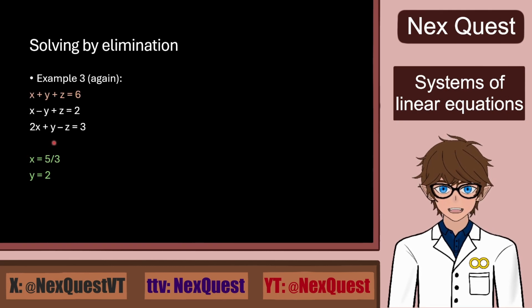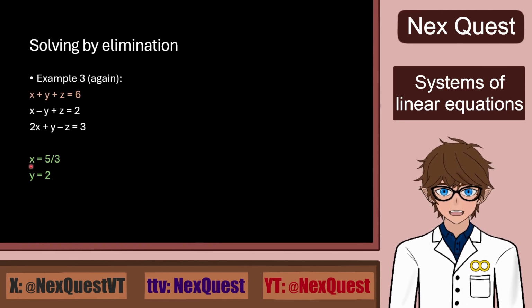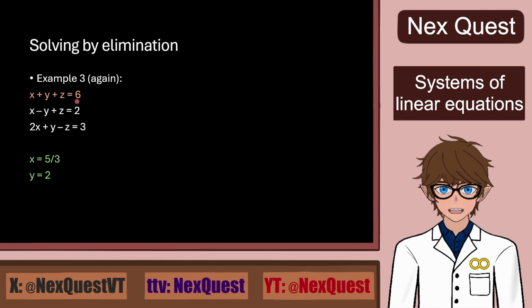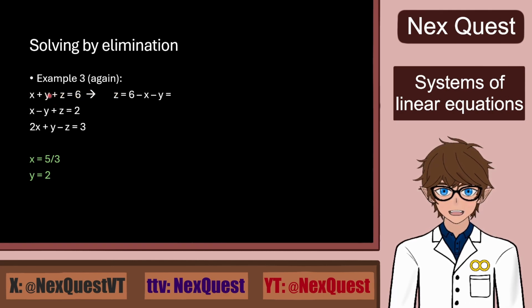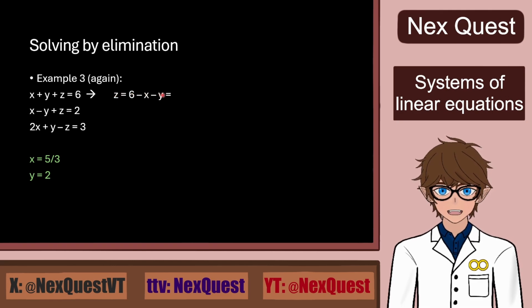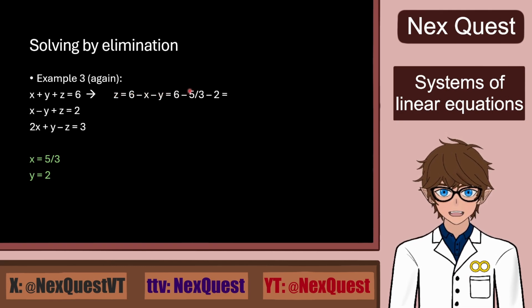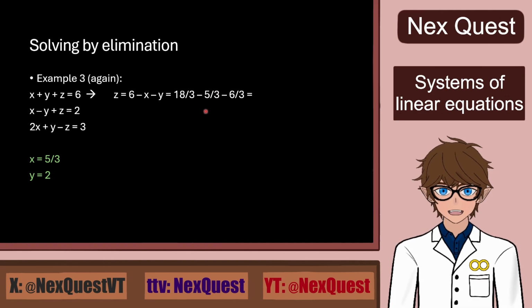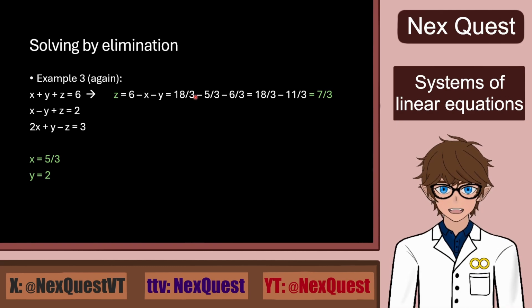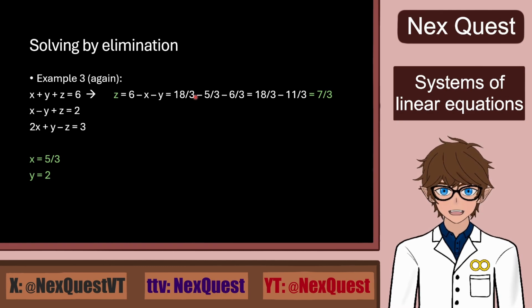Now we only need the z value, so we can plug the x and y into either of the equations. I will do it in the first one, so we don't have to needlessly multiply or subtract. And we order it around, so we take 6, subtract x and y from it, and we have z is 6 minus x minus y, which is 6 minus 5/3 minus 2. We put everything in the fraction, so it's easier to calculate. 18 minus 11 is 7, divided by 3 is 7/3, z is 7/3.